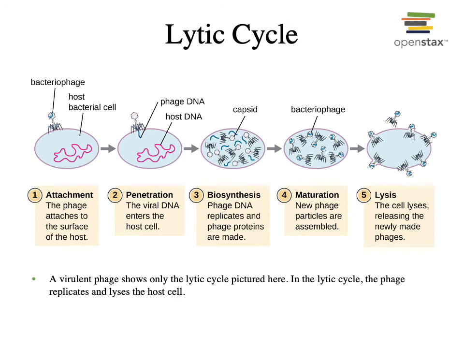So these are excellent images from your textbook. The lytic cycle, again, you can see that bacteriophage coming along, attaching to the bacterial host cell. It then penetrates the host cell, injecting its genetic material into the host cell. Then it makes all the parts it needs. It makes its little protein capsid parts. It makes more of its genetic material. It makes all of the pieces it needs in order to make more little viruses, make more of itself.